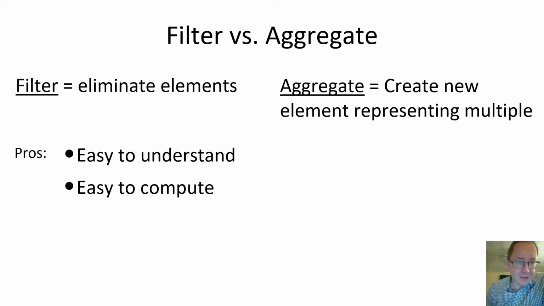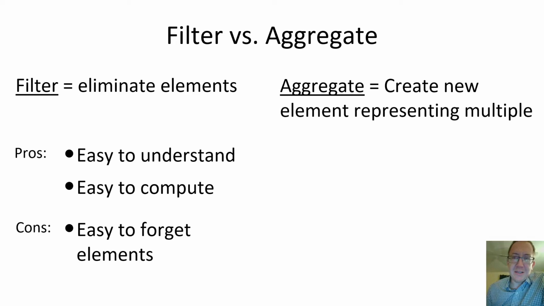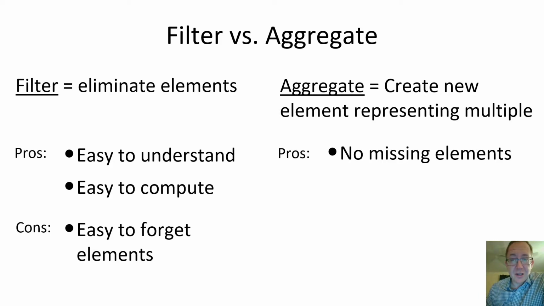I don't have to calculate the average. I don't have to calculate the standard deviation or do any kind of stats. I just remove stuff. But it's really easy to forget elements, really easy to forget the context of surrounding things. Versus aggregation, where no data is missing. I just have an aggregate piece of data.